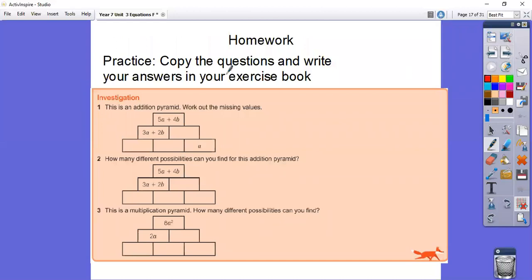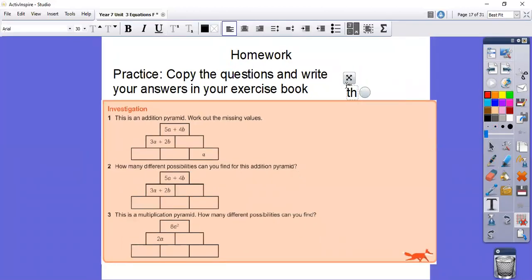And for homework, this will be due for Thursday, the 16th of April. Let me just write this out for you. For your homework, copy the questions and write your answers in your exercise book.